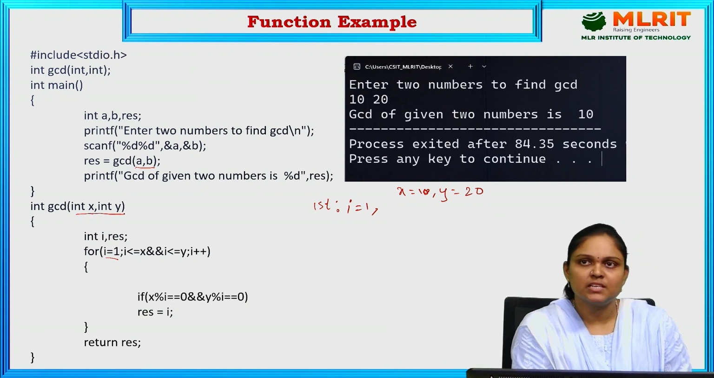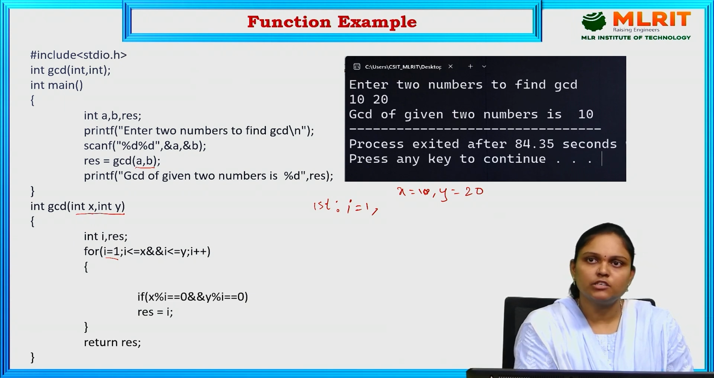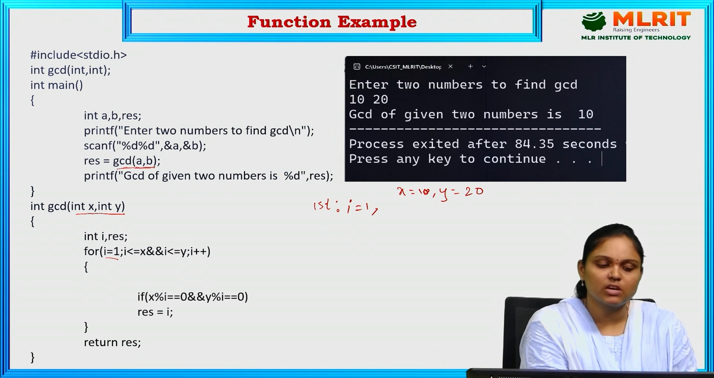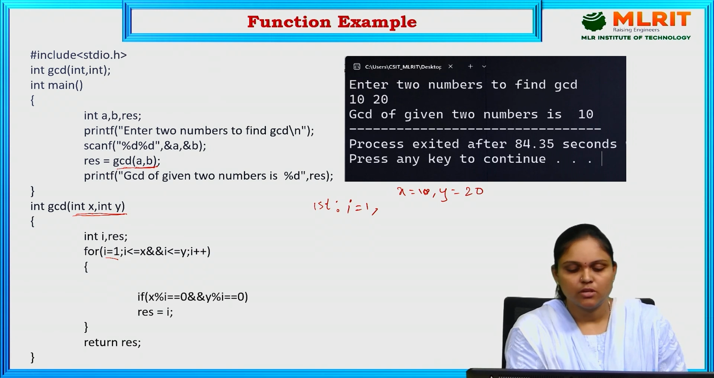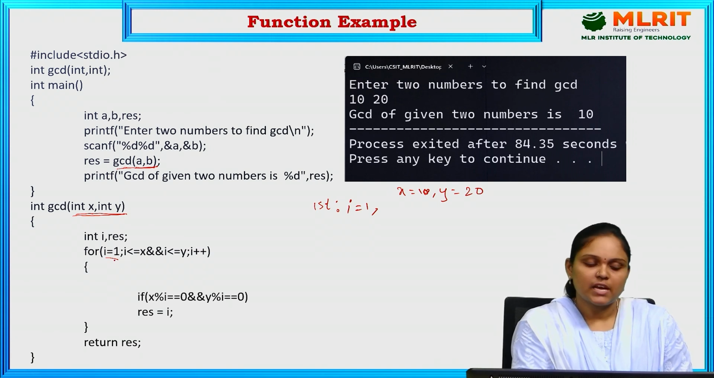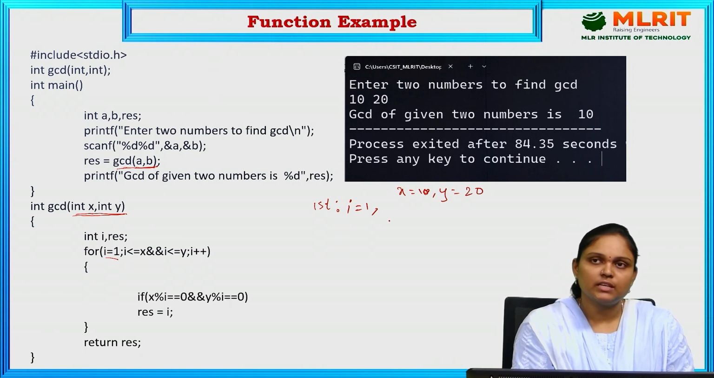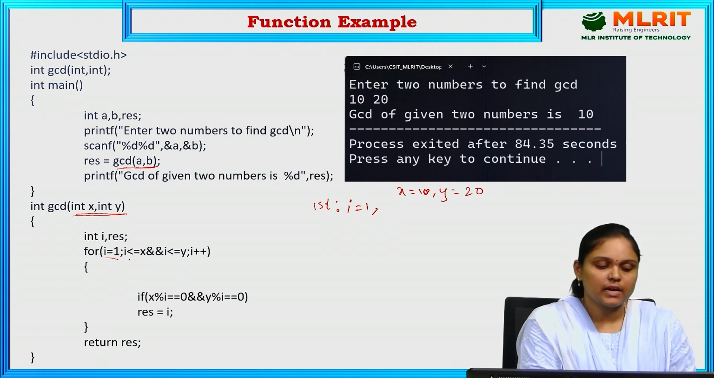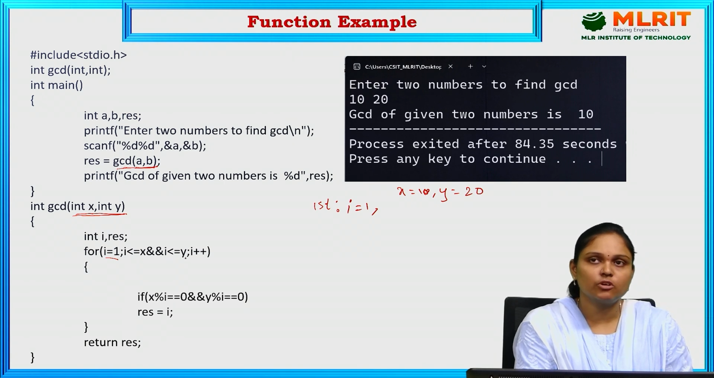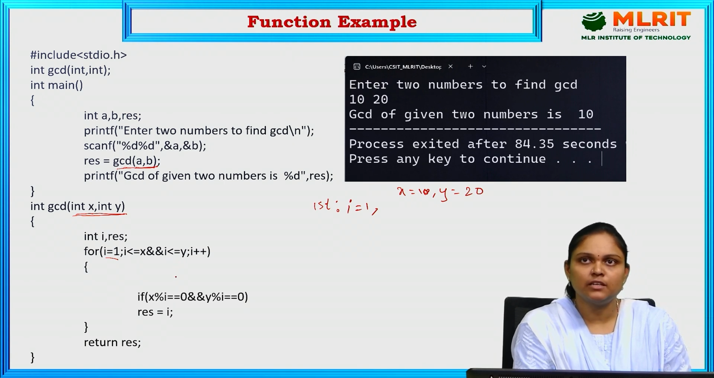The parameters that are passed inside the function call are called actual parameters, and the parameters that we have given in the function definition are called formal parameters. So here in the first iteration, I is equal to 1 and we are checking whether I is less than or equal to x. Till where do we need to iterate this loop? Till I is less than or equal to x and I is less than or equal to y. We need to stop when the number ends.